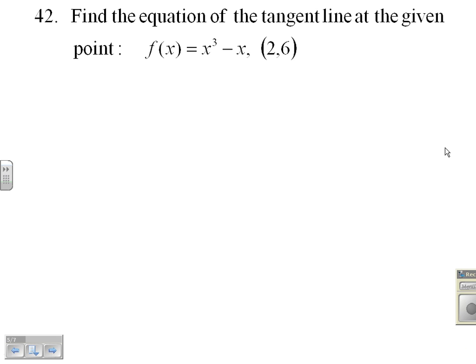Okay, here we have a tangent line defined. Might be helpful just to take a look and see what the sketch of this graph might look like. So I'm going to just throw that in over here.